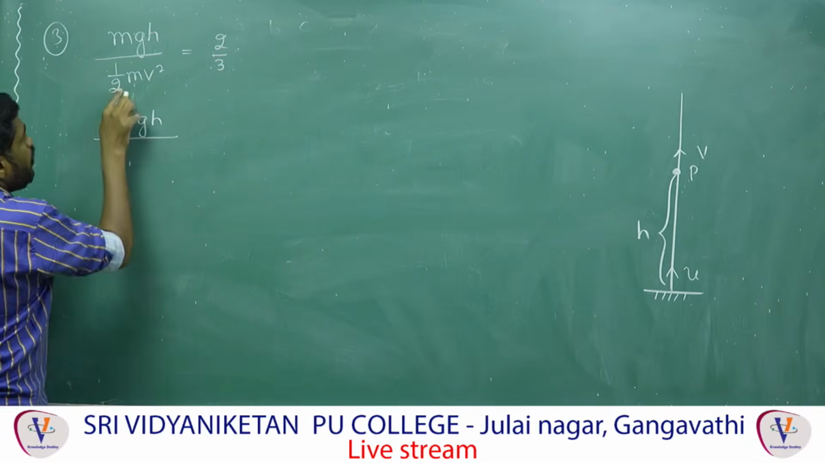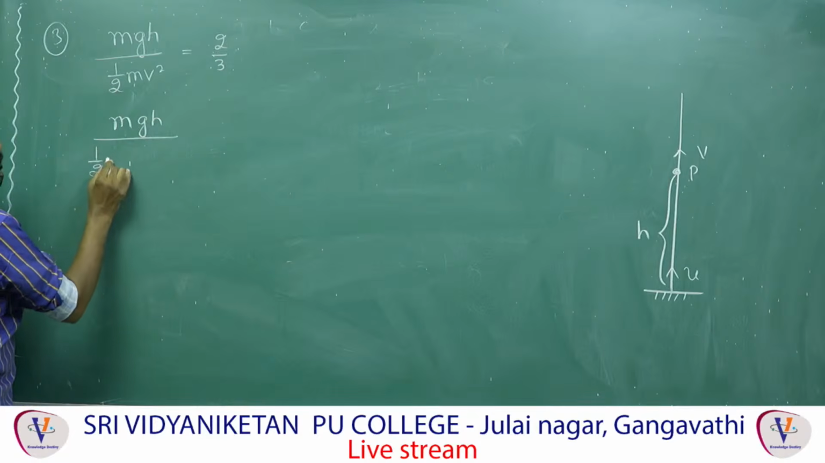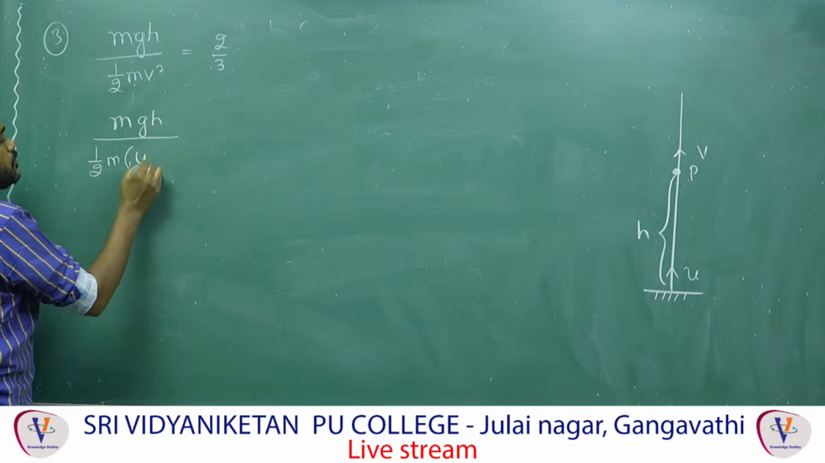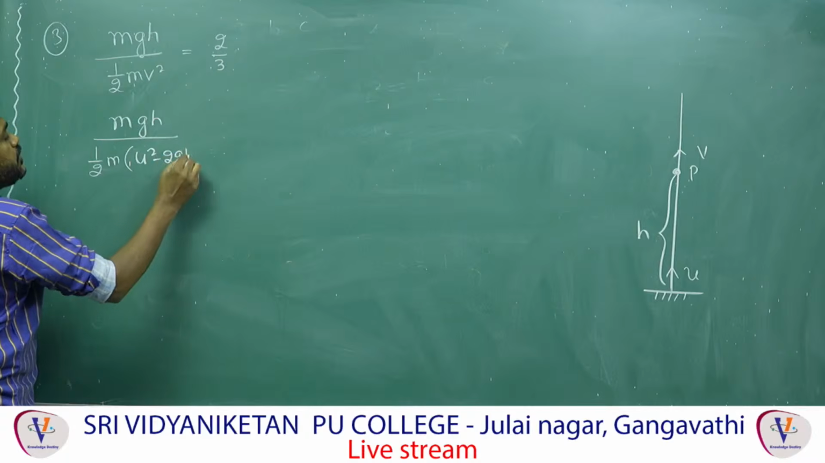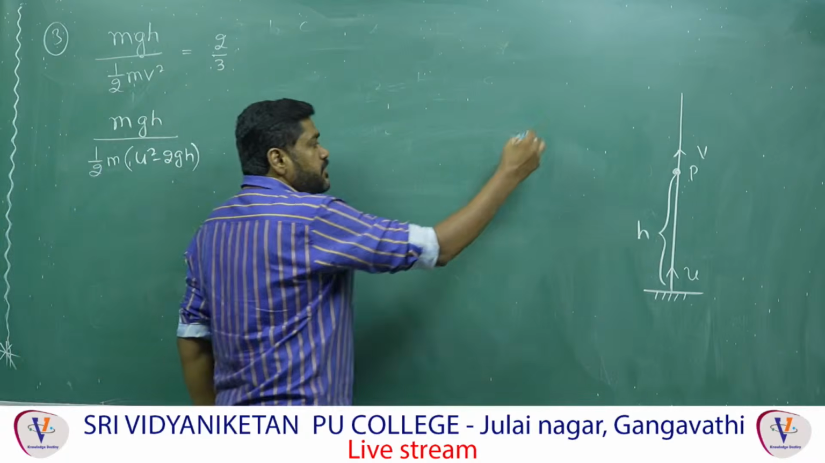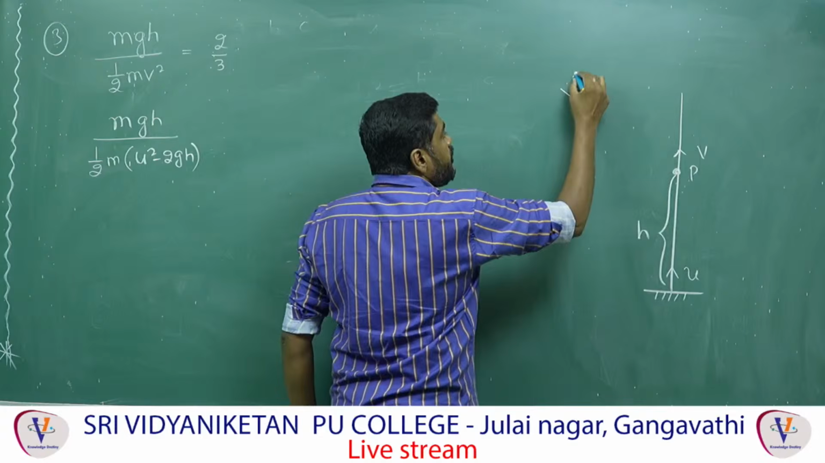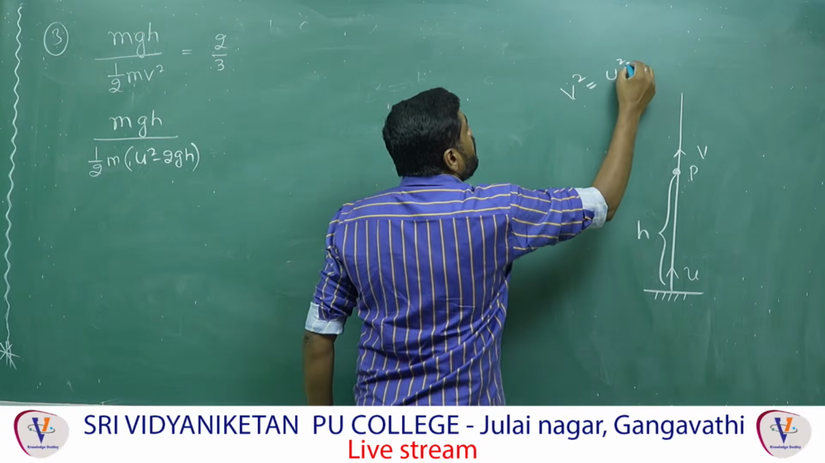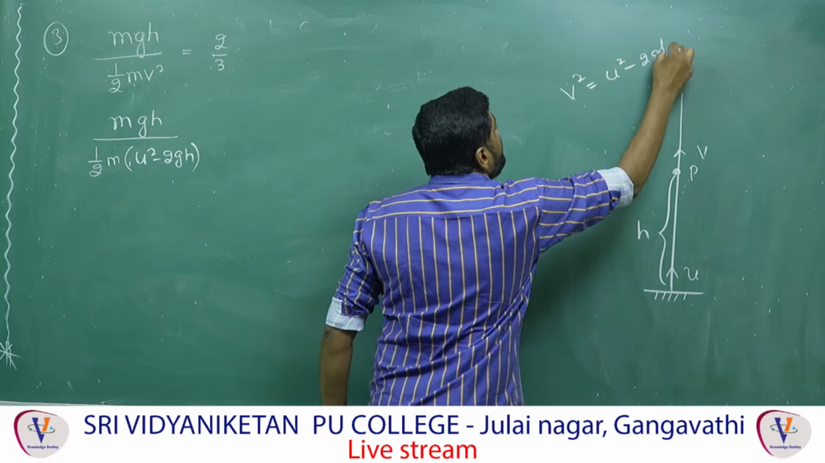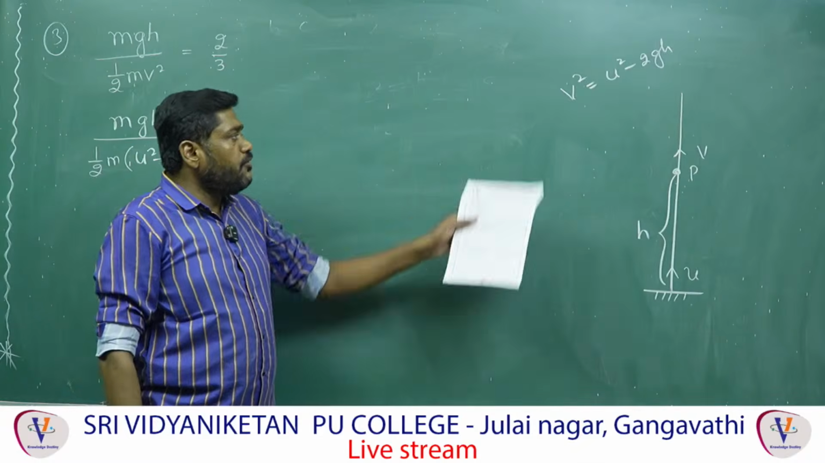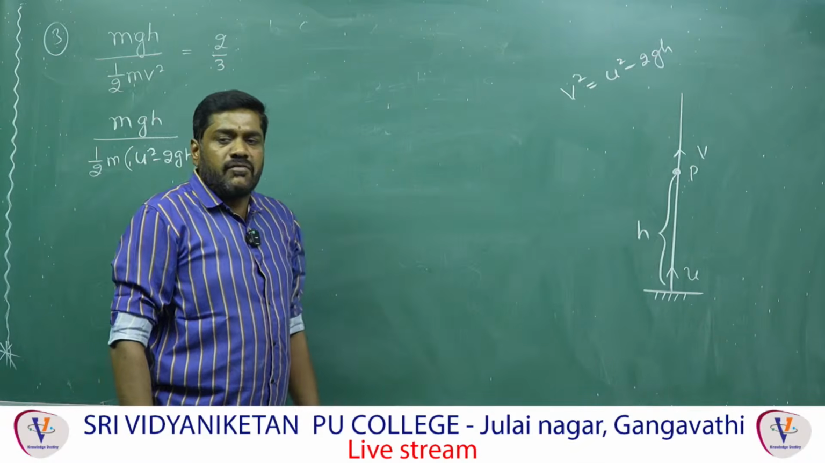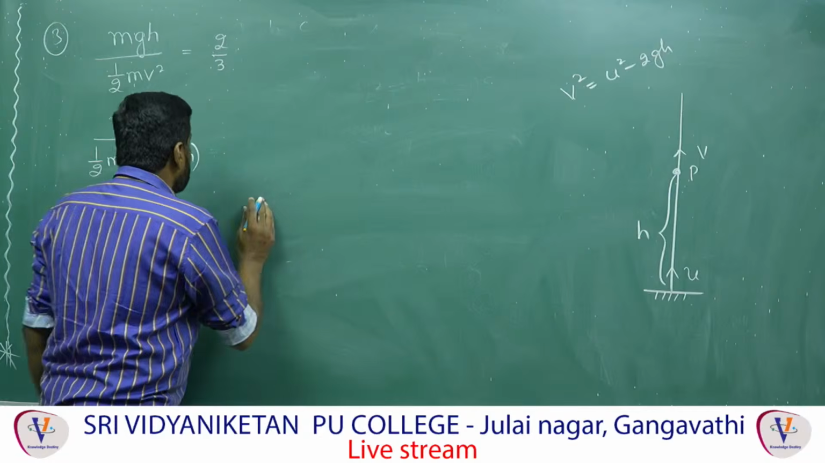mgh by half mv square, half m into velocity. The formula is u square minus 2gh, because for the vertical projection case, the velocity at any point is given by v square is equal to u square minus 2gh. Remember that value. So the relation between v and u is given by v square is equal to u square minus 2gh.